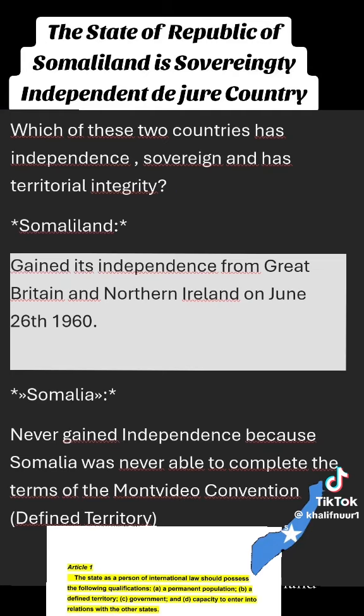Under international law, a treaty is any legally binding agreement between states or countries. Article 102 of the United Nations Charter states that treaties must be registered with the Secretariat and published by it. A sovereign Somaliland signed, entered and registered its treaties with the United Nations Secretariat.